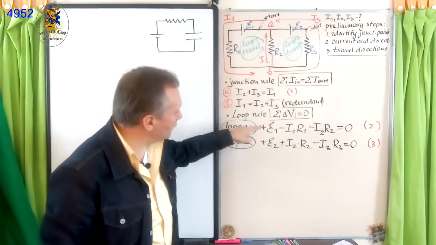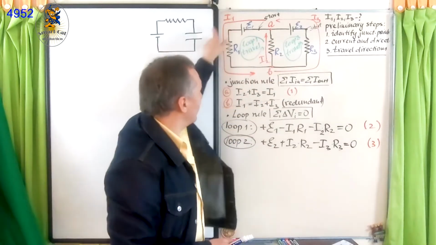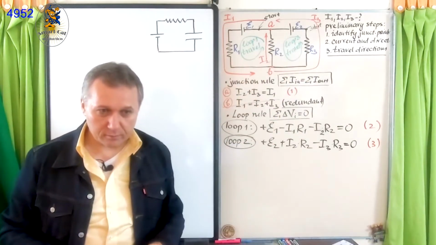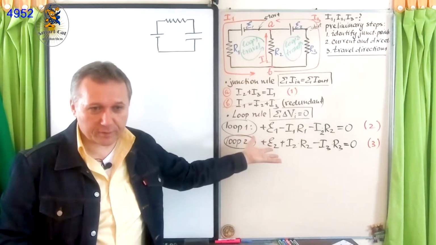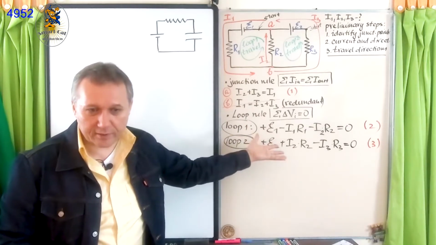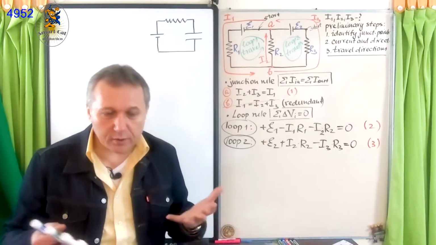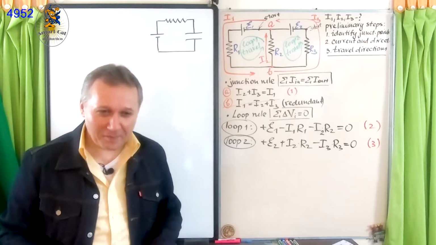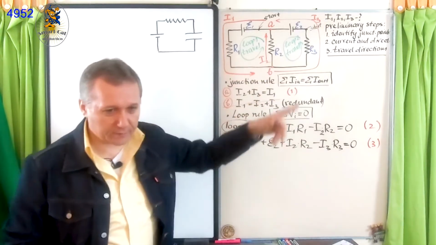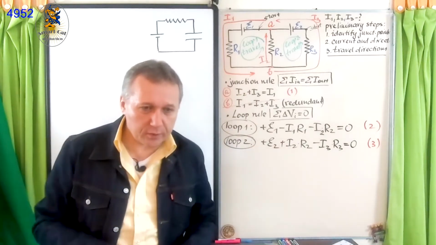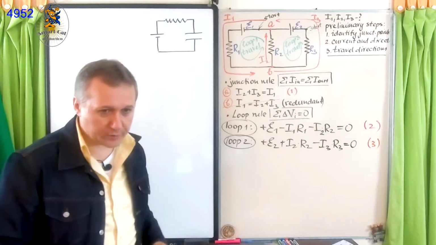What does it mean? If you add this equation and that equation, you will end up with the equation for the external loop. It means that equation is a linear combination of these two. It doesn't give us any additional information. So in this case, this loop and that loop are enough. The external loop, yes, you can write that equation, but again, there is no need for that.